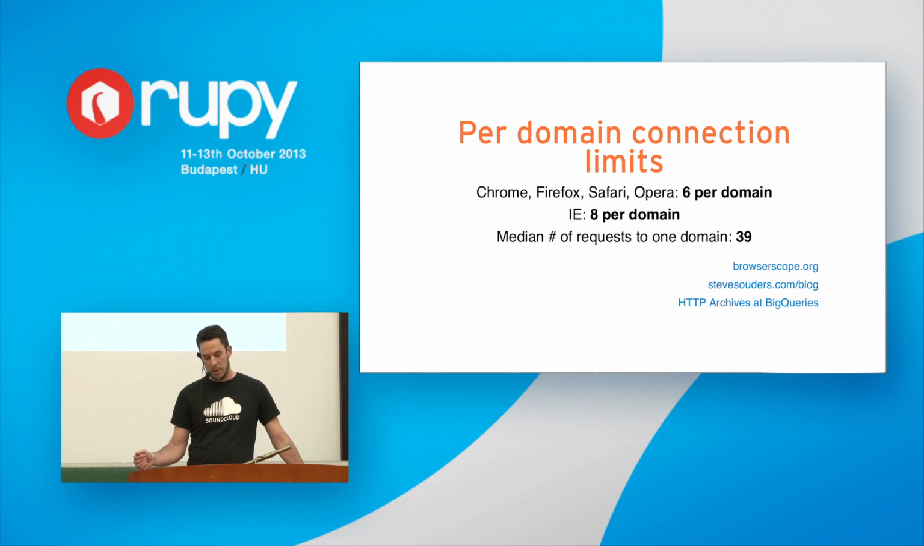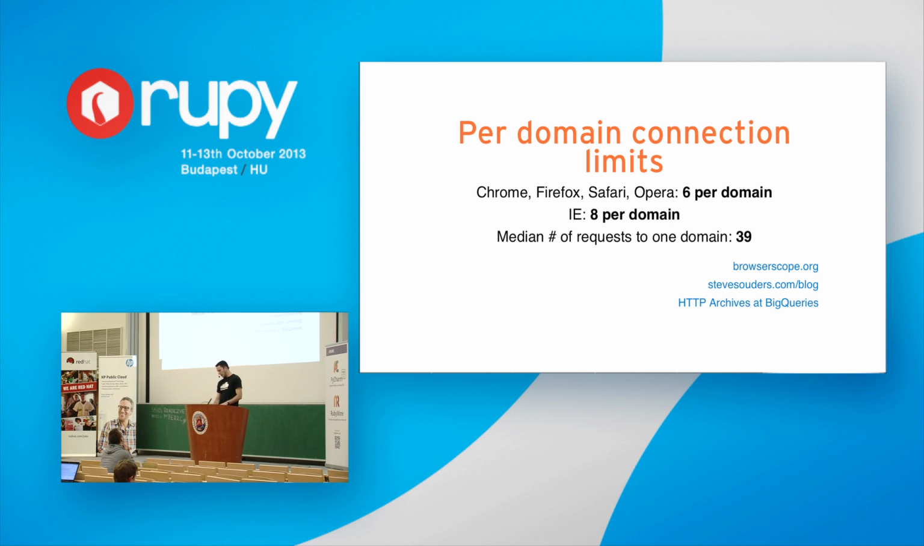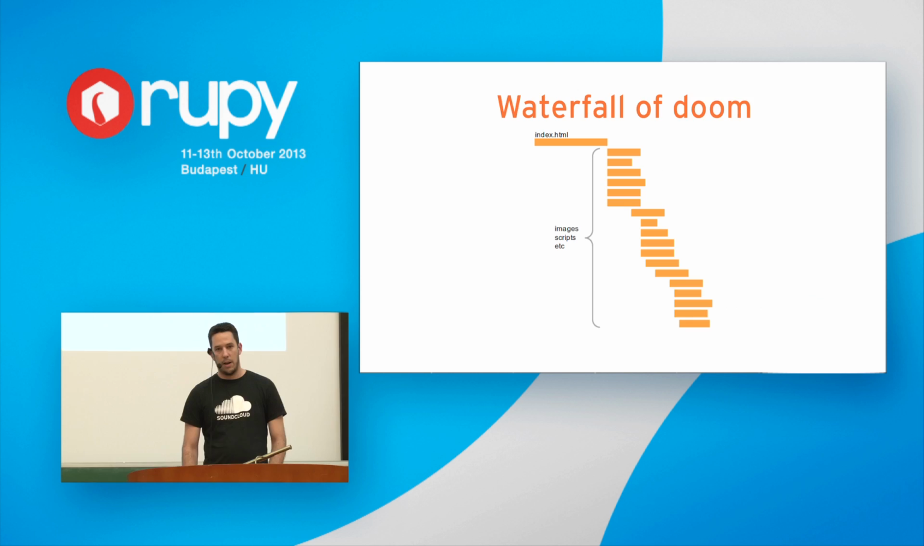He also did some research and found that of the top 300,000 websites, the median amount of requests made to a single host is 39. So that means 50% of websites actually make more than 39 requests to a single host. So when you combine that with the fact that the browser can only load 6 at a time, you get this effect. If you've ever opened the network panel in Chrome, you've probably seen something like this.